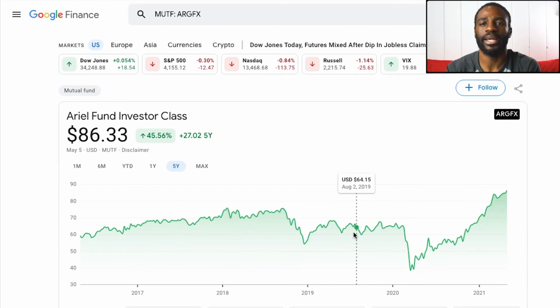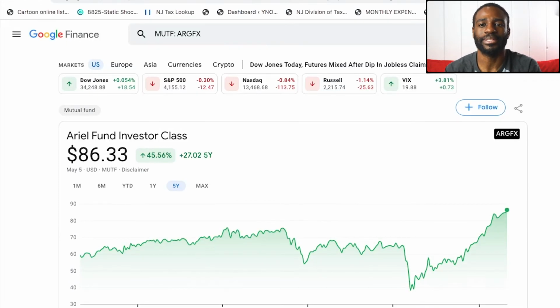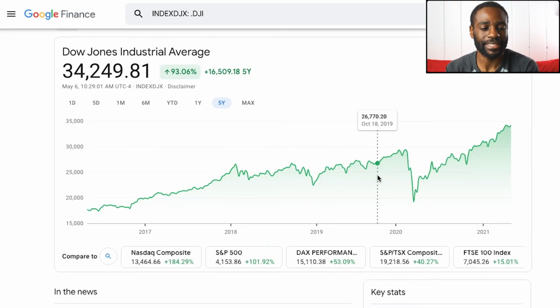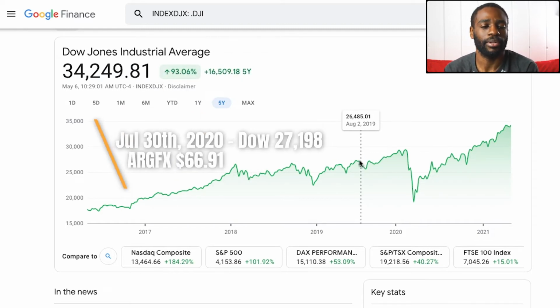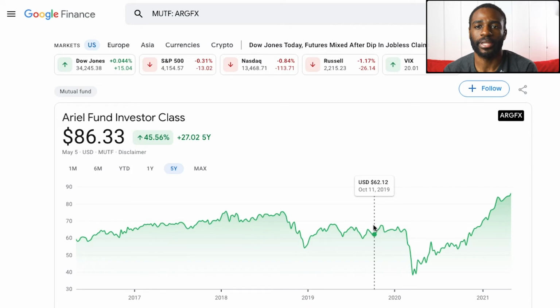On July 30th, Ariel was at $47.13, right? We see that it's been going up. It's pretty much flattened. And you can see on the same day, the Dow was approximately about the same amount. So let's look at this scenario. On July 30th, the Dow was at $27,198, right? While Ariel was $66.91 a share, right? The mutual fund.